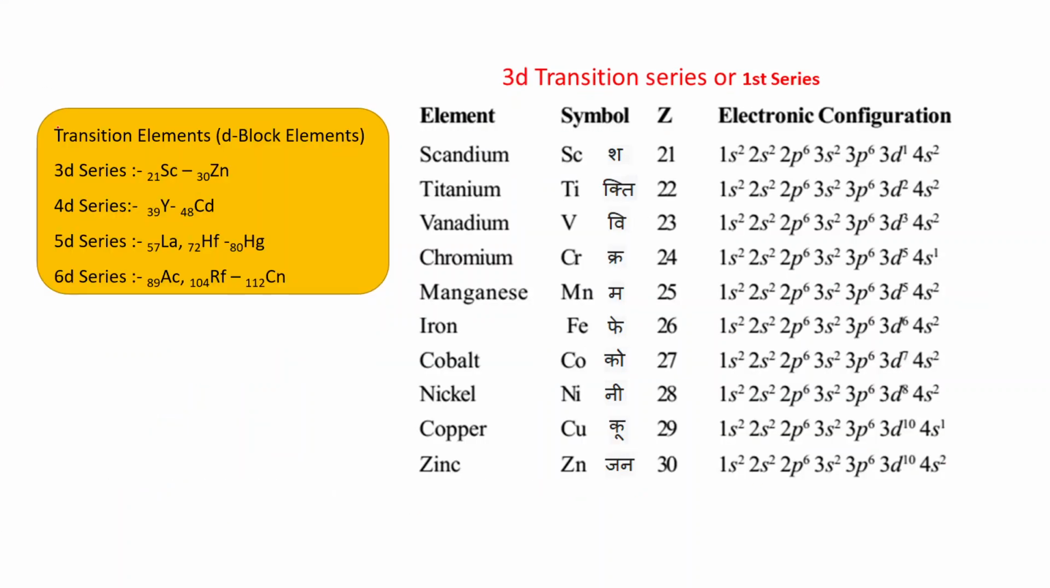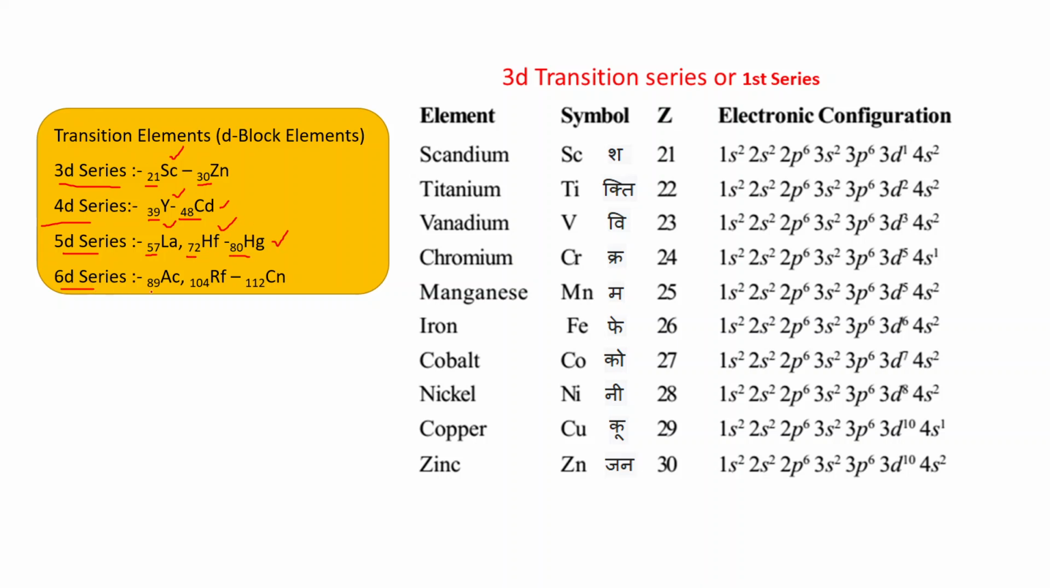And these are the 4 series of transition elements or d block elements. That is 3d series, where the last electron enters the 3d subshell, starting from atomic number 21 scandium and ending at zinc, atomic number 30. 4d series, atomic number 39 yttrium, last element is cadmium 48. 5d series, 57 lanthanum. After lanthanum there are 14 elements belonging to the lanthanoid series, that is f block elements. And then atomic number 72 hafnium to atomic number 80 mercury.